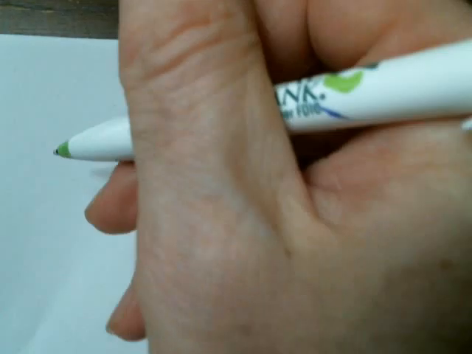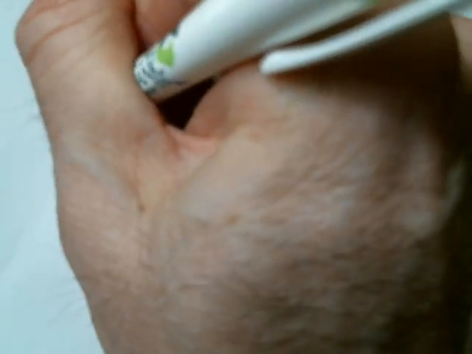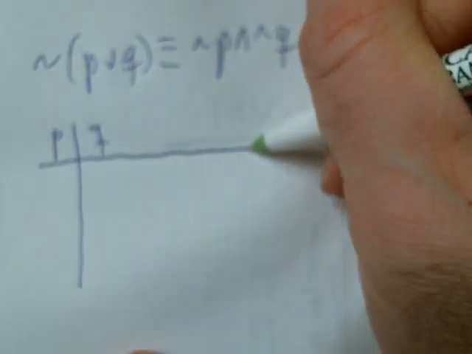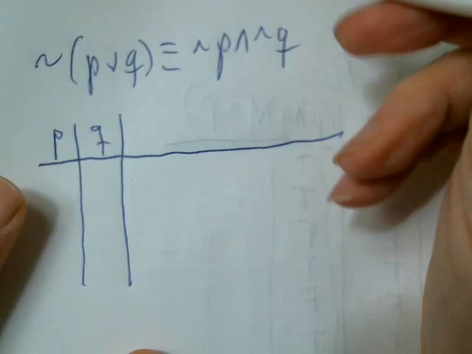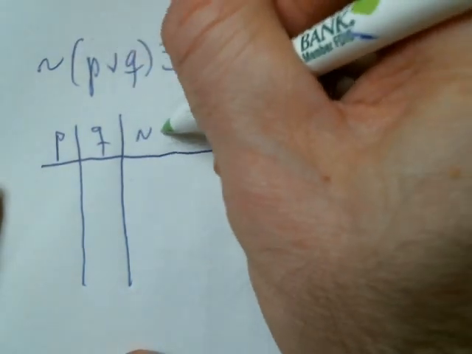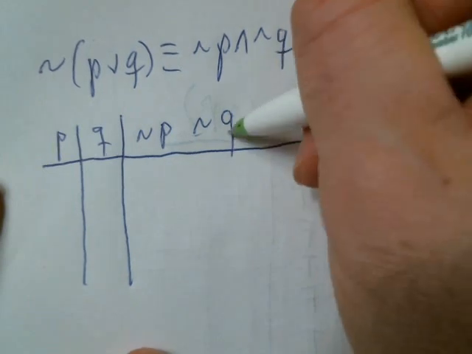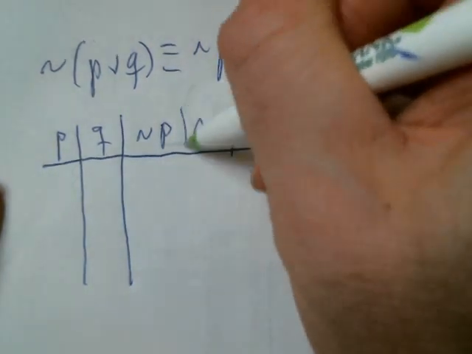Okay, so what is our statement again? It's this one: not (P or Q) is equivalent to not P and not Q. So I'm going to have a big, long table. Here's my P and my Q. Then I want the little pieces. I need to consider not P for this part, and then not Q for this part.